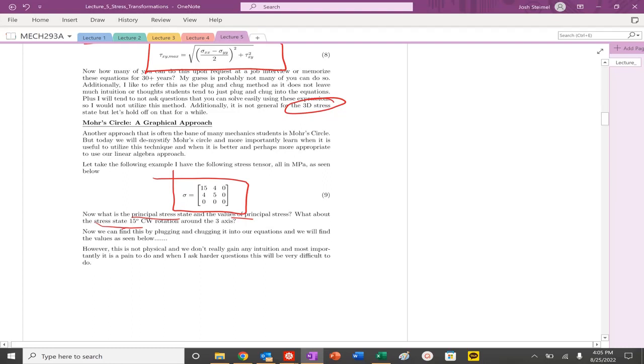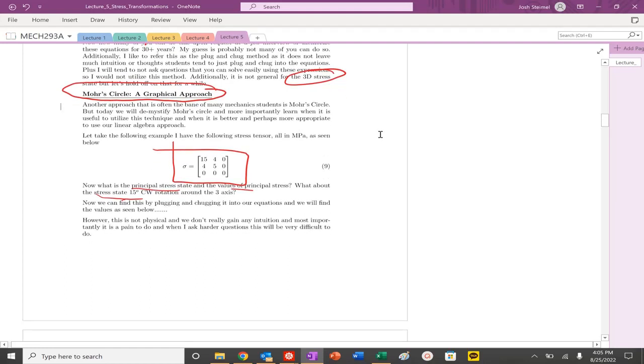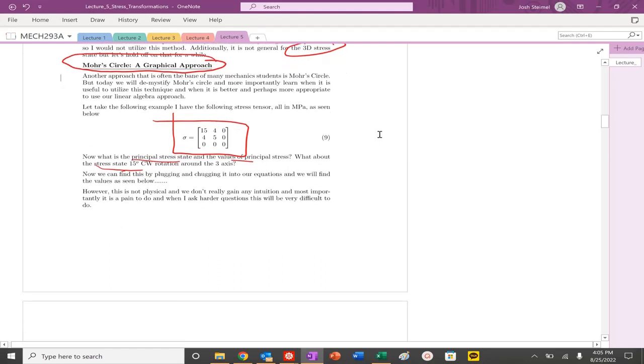So instead of doing our plug and chug approach, let's try to solve this using Mohr circle. Mohr circle is a graphical approach. Again, you've probably heard of Mohr circle. You've probably done it before. Maybe you're very annoyed by it, but let's go over it again. Hopefully we can explain it in a little bit more coherent fashion.